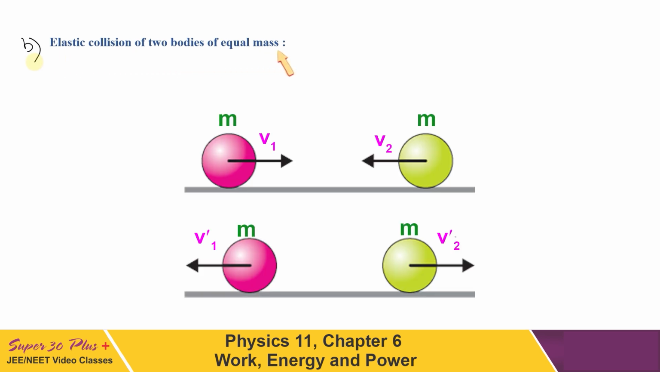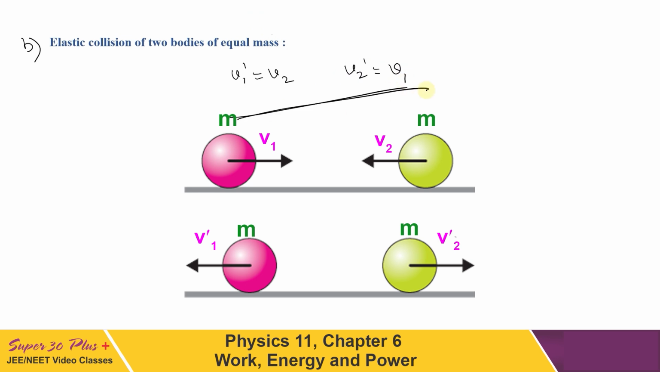If we substitute m1 equal to m2 in the expression we had derived earlier, we will get v1 dashed equal to v2 and v2 dashed equal to v1. What does it mean? When two bodies of equal mass collide elastically, their velocities are mutually interchanged. One has got the velocity of the second, and the second has got the velocity of the first.